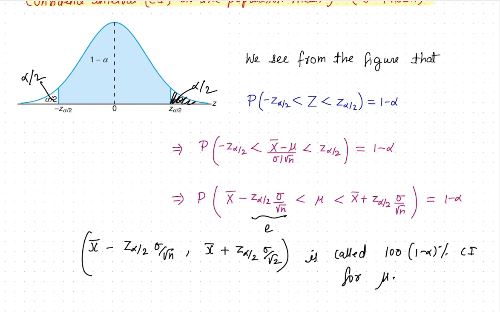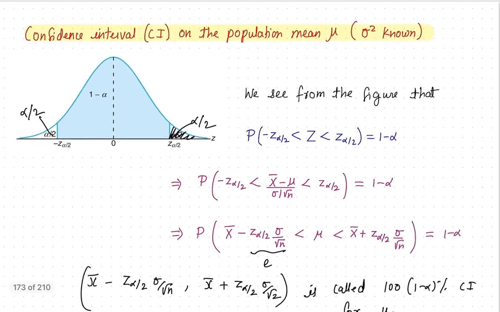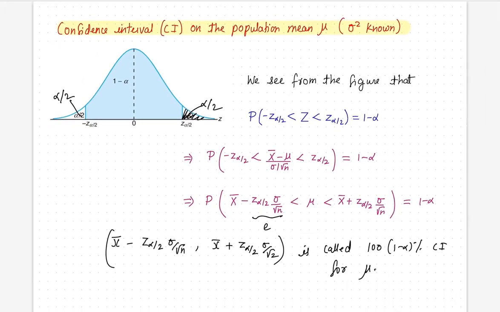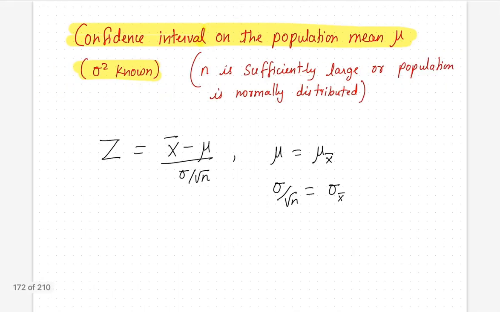This is the confidence interval provided that sigma square is known, and n is sufficiently large, or the population is normally distributed. If neither of these is true, then I cannot consider this.